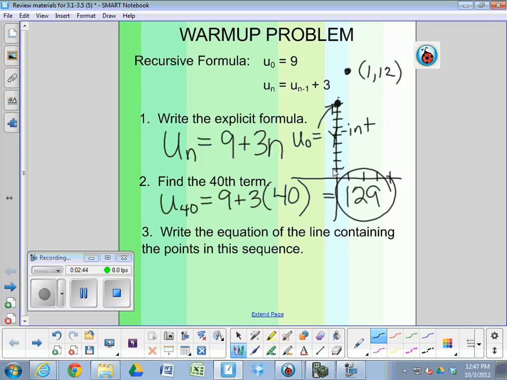All right? Now, how did you change that un and n to make it the equation of the line instead of the sequence formula? Margot? You change the line for y equals 9 plus 3x. 9 plus 3x, where x represents how far over you want to go, and y represents how far up you want to go. Okay? That's it.